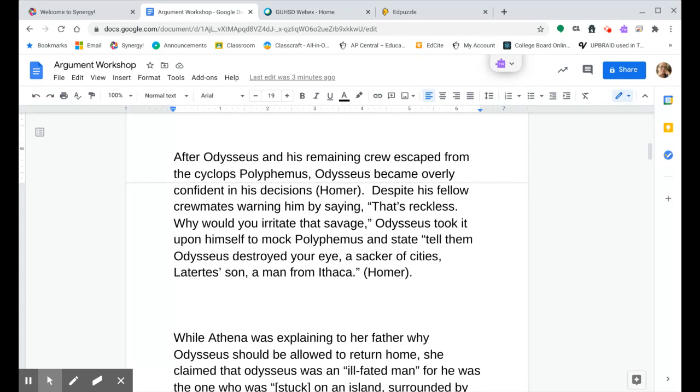So sometimes looking at the evidence in isolation will tell you whether your evidence is really as good as you think it is. So let's take a look. After Odysseus and his remaining crew escaped from the Cyclops Polyphemus, Odysseus became overly confident in his decisions. Despite his fellow crewmates warning him by saying, "That's reckless, why would you irritate that savage?" Odysseus took it upon himself to mock Polyphemus and state, "Tell them Odysseus destroyed your eye, a sacker of cities, Laertes' son, a man from Ithaca."